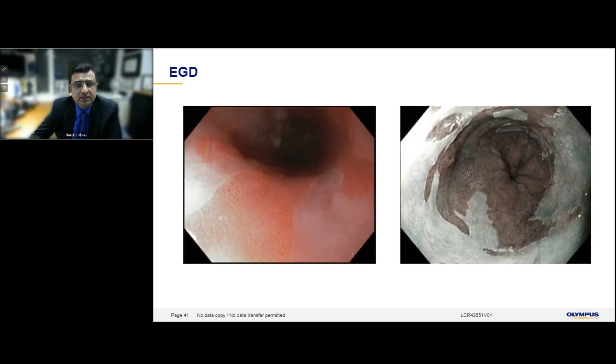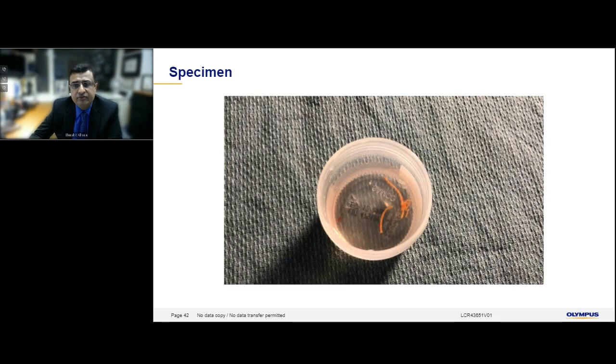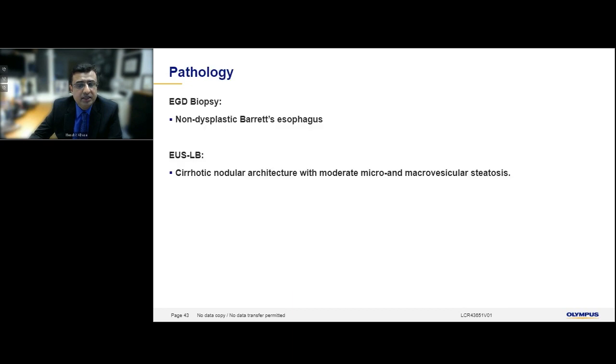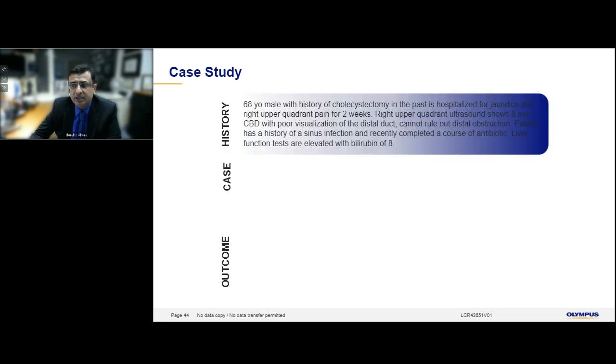So obviously the endoscopy showed his persistent Barrett's esophagus, and we were able to obtain an EUS-guided liver biopsy specimen at the same time. And the EGD biopsy showed non-dysplastic Barrett's, and EUS-LB showed cirrhotic nodular architecture consistent with moderate micro and macrovesicular steatosis. So we were able to answer two questions at the same time, one to stage the fatty liver disease, and two to get the diagnosis for the Barrett's.